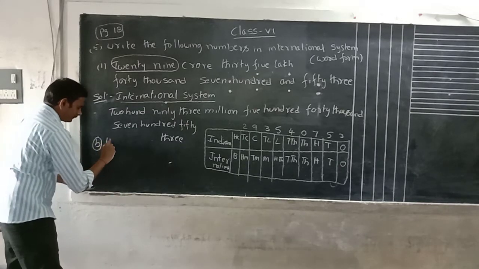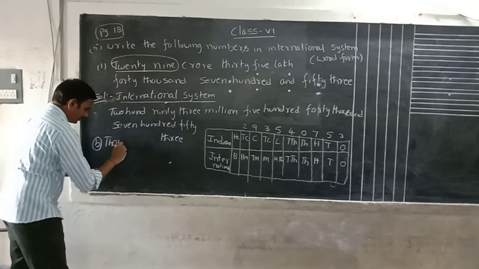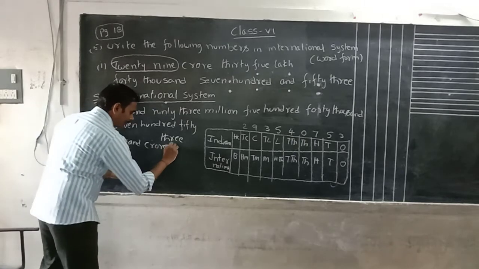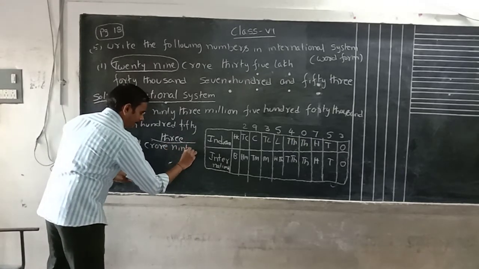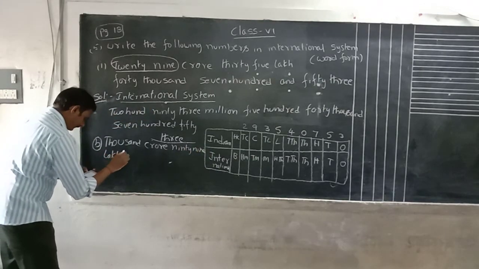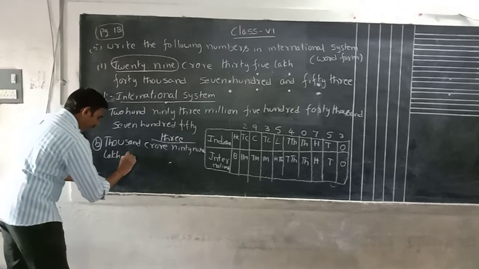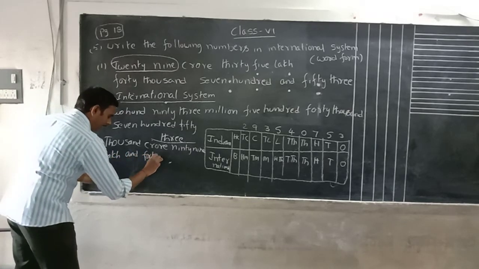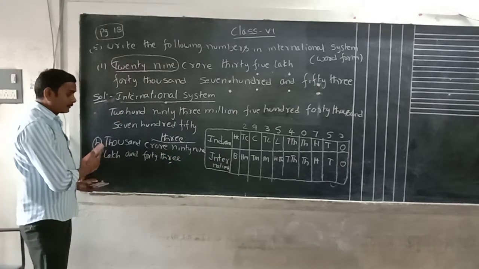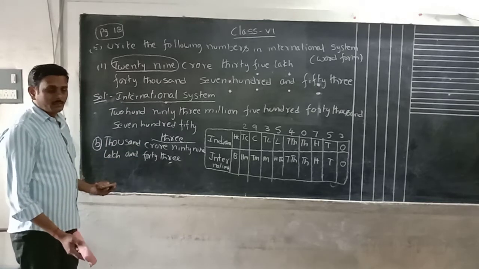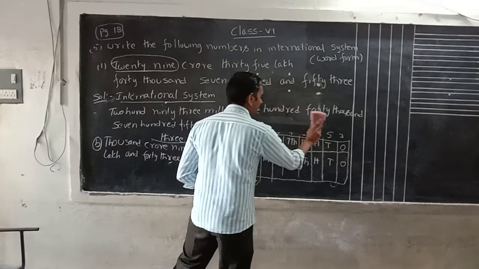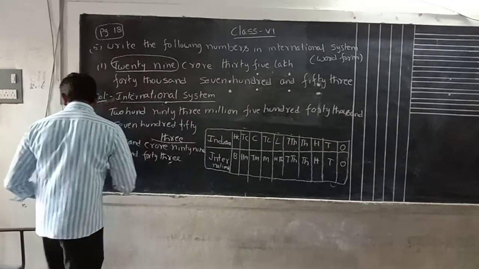1,000 crore, 99 lakhs, and 43. They are confusing you. Only 1,000 crores. 1,000 crores means the crore value is 1,000. Okay, how can we write it? 1,000.